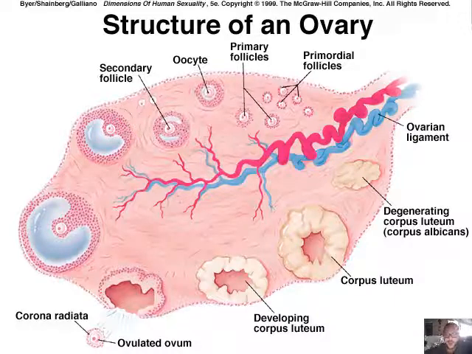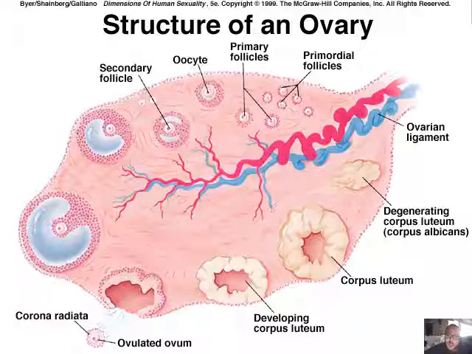You can note as well that I've included an ovarian ligament, so there is something that is holding the internal structure, as well as a blood vessel to supply some nutrients.